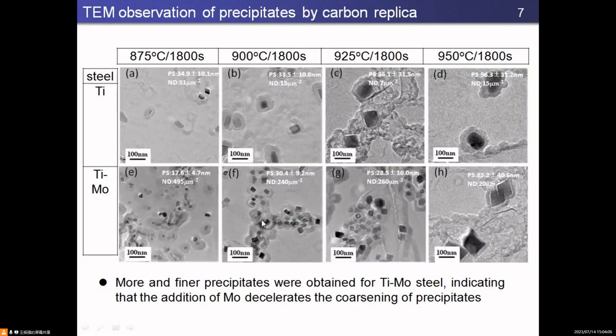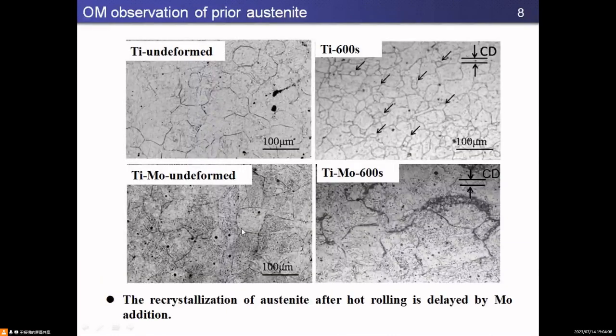And we also observed the prior austenite grains before deformation. The gamma grains are equiaxed. After deformation and holding for 10 minutes, some fine gamma recrystallized grains can be seen for titanium steel, but not for titanium moly steel. This indicates that austenite recrystallization is delayed by moly addition.